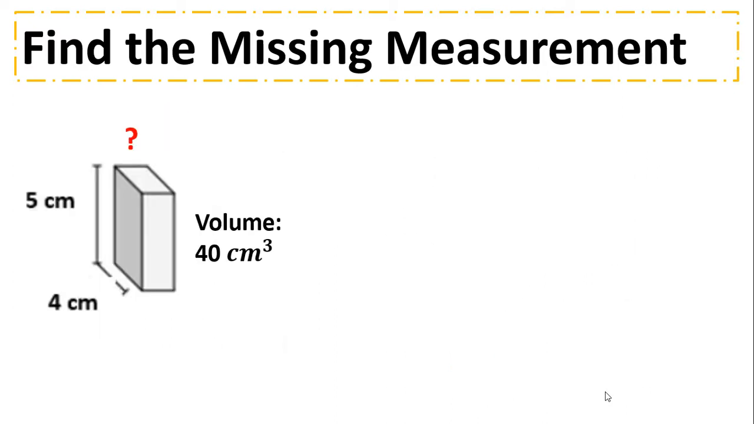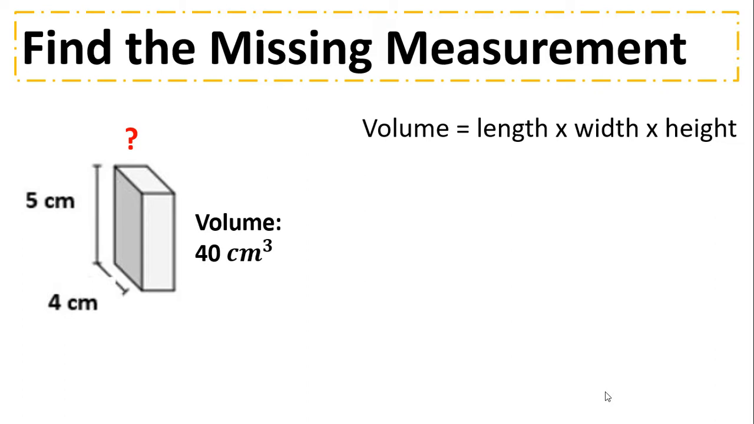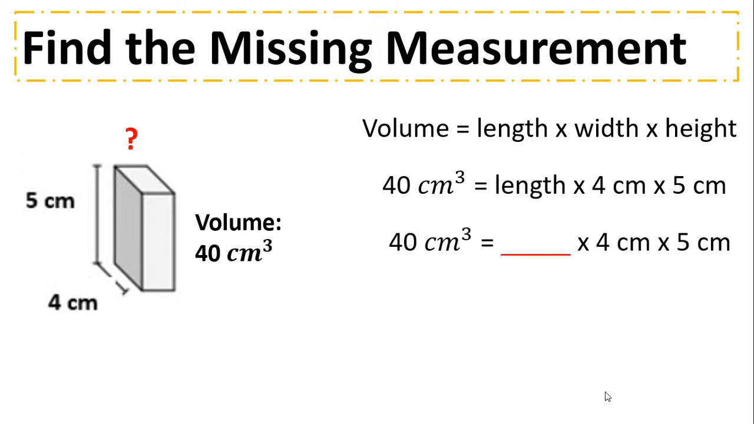Now let's try that using volume. We know the formula for volume is length times width times height. Our volume is 40 cubic centimeters. We don't know our length. Our width is 4 centimeters, and our height is 5 centimeters. Let's replace the word length with a blank space.